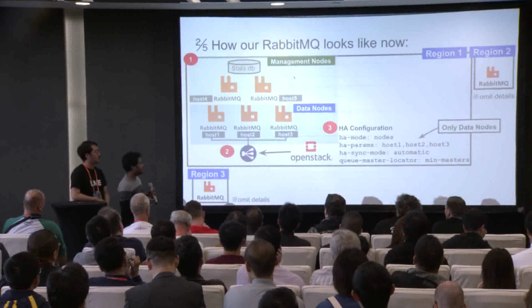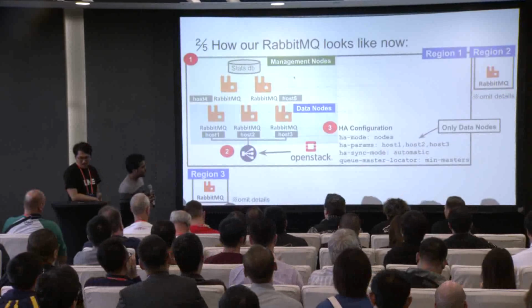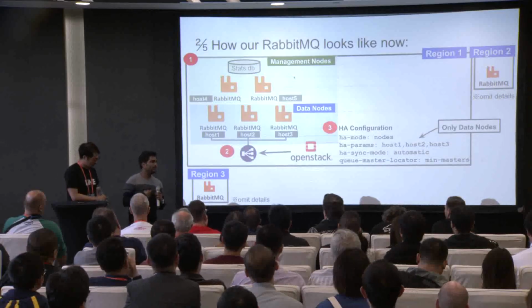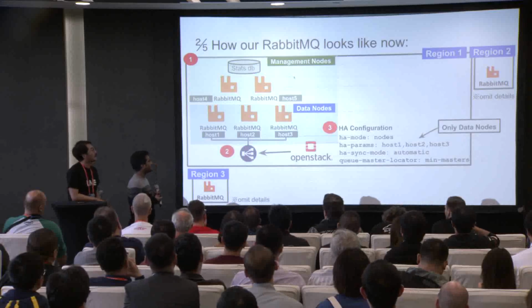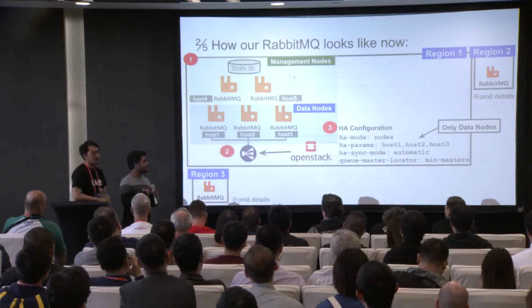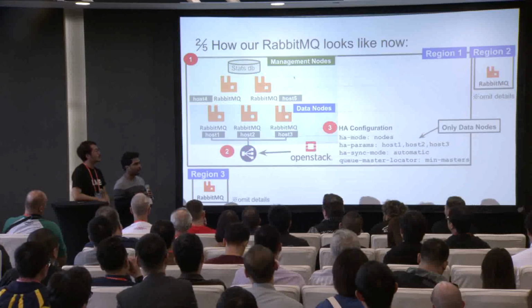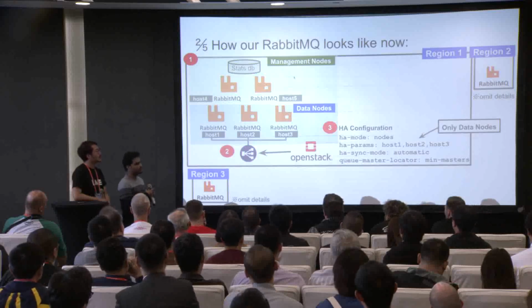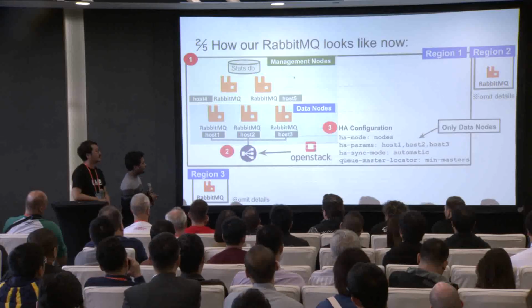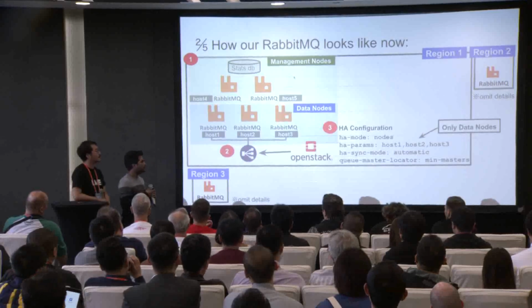Then we have one more policy, queue master locator, which is set as min-masters. When RabbitMQ receives a queue creation request, it figures out which node has the minimum masters, and if you set this policy, it sends the request to that node and creates the queue over there, and that node will be treated as master for that queue. So this internally reduces the traffic of queue creation.